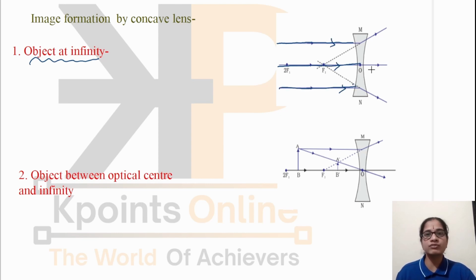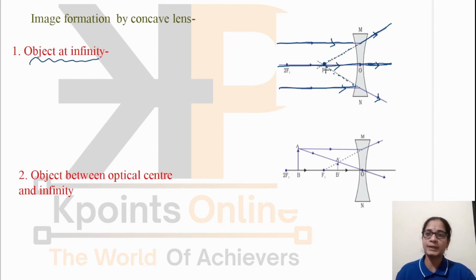And we know that in case of concave lens, after refraction, these rays of light will get diverged. This one is passing through the optical center, so it is going undeviated. See here, these two parallel rays are getting diverged after refraction. And it appears that they are diverging from this point. This dotted line indicates that these rays appear to meet at F1. Actually, they are not meeting here, but they appear to meet at this point. It seems like they are diverging from this point.